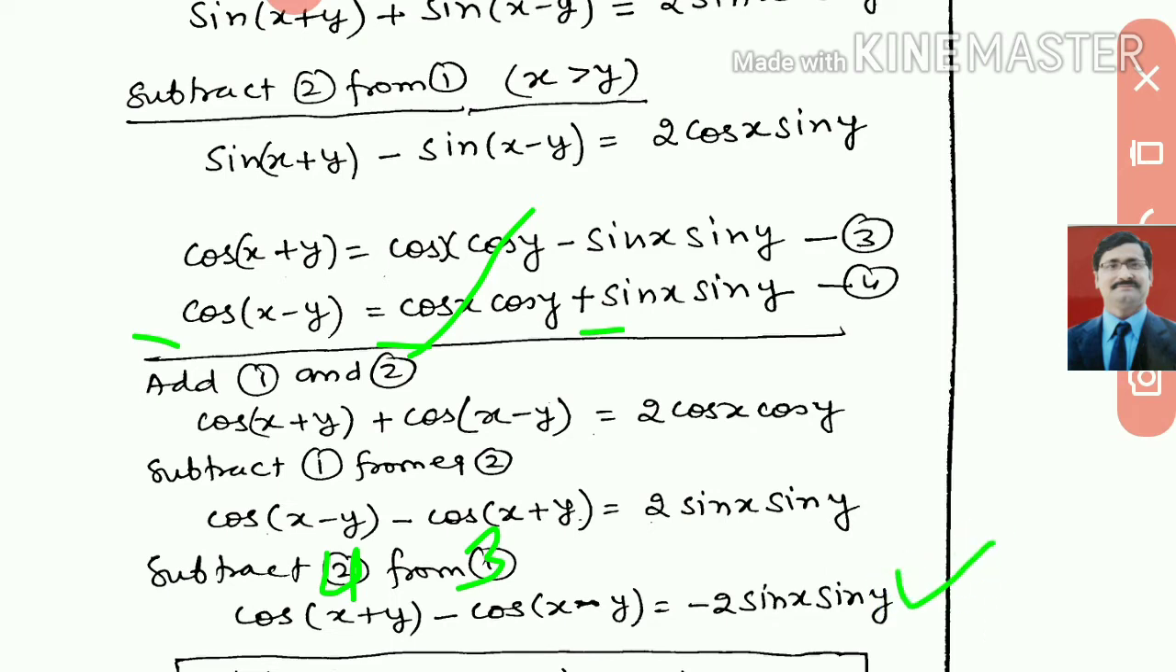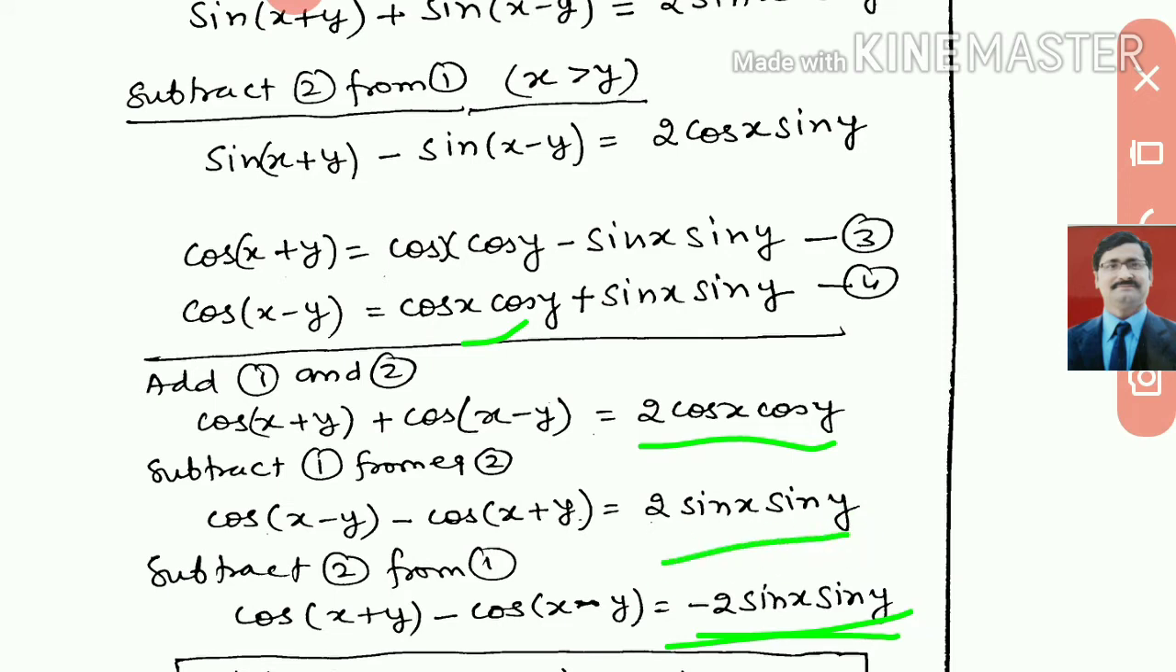We will understand it in this way: if you add, you get double of the first part. If you subtract, you get the double of the second part. And if plus is first, then you have minus, and if minus is first, then plus will be. So that you have to understand.